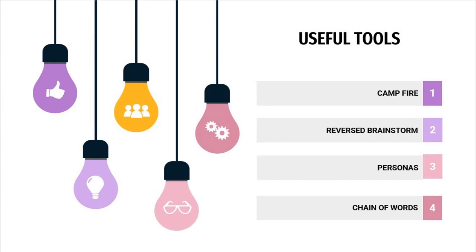The third tool we used was Personas. With this tool, we chose 3 different types of occupations that have no relation to our challenge. Then we tried to imagine the different personas' thoughts about how they would solve the challenge and wrote down those ideas. The last tool that we used was Chain of Words.